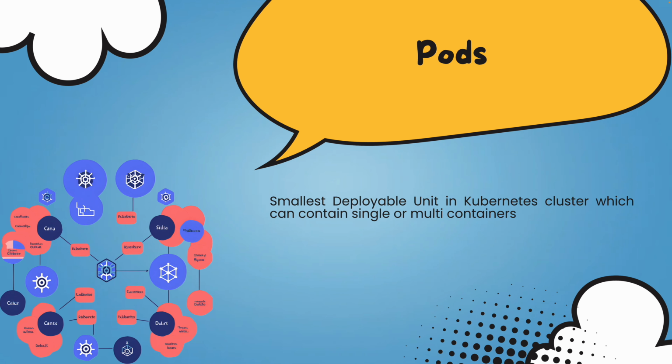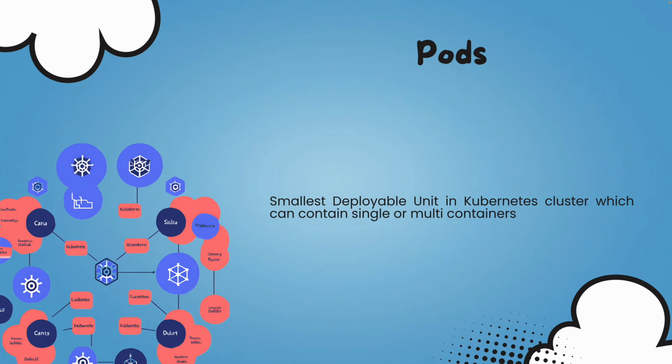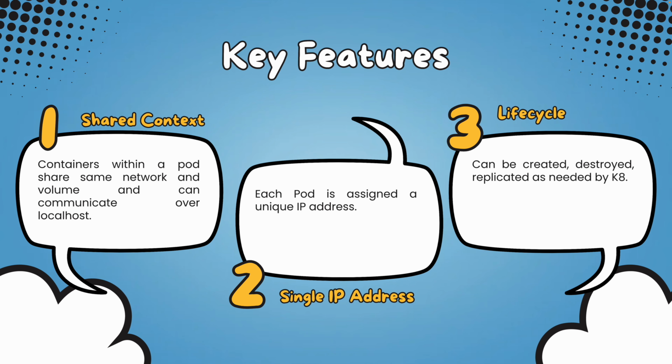Finally, we are going to go with pods. Pods are the smallest deployable unit in a Kubernetes cluster, which can contain single or multiple containerized applications. Specifically, what happens in a pod is that they have a shared context. They share the network, they share the same storage volume, and they can communicate over localhost itself. The pods are assigned a single IP, which means they have a unique IP address to communicate with each other. And the pods can be created, destroyed, or replicated, which means scaled, by Kubernetes. So these are the essentials of the cloud native ecosystem.